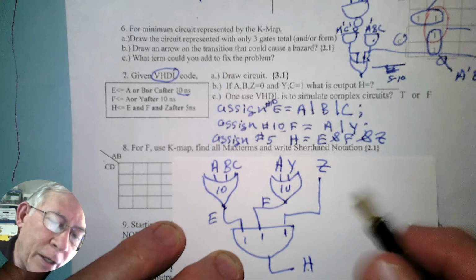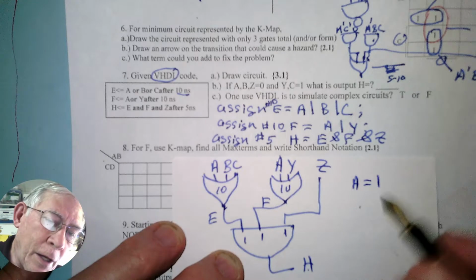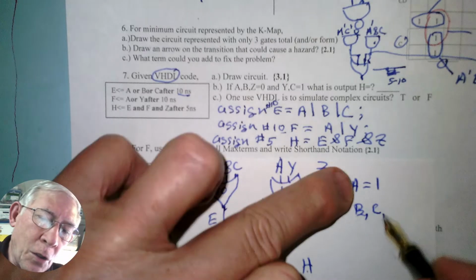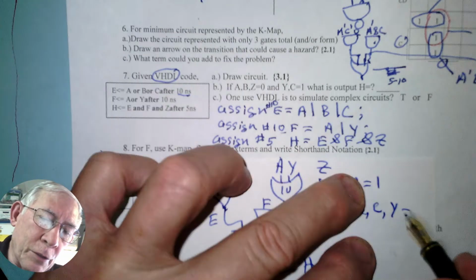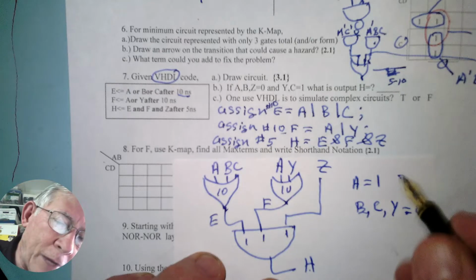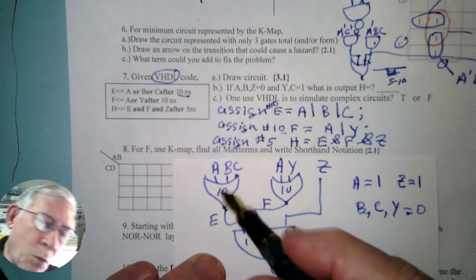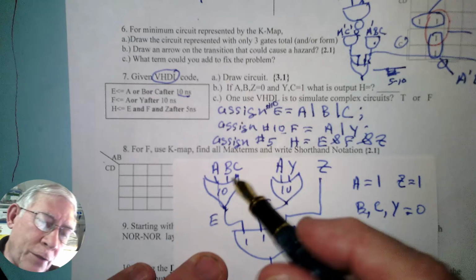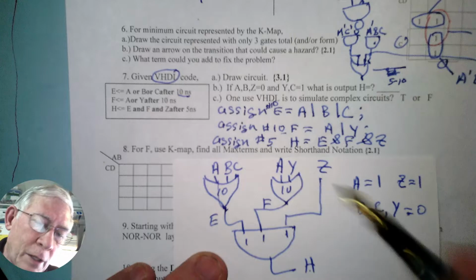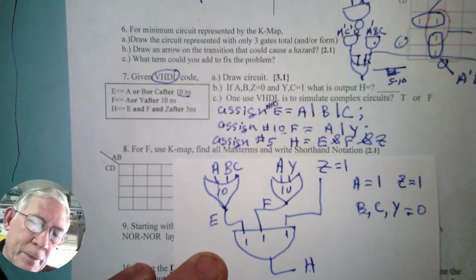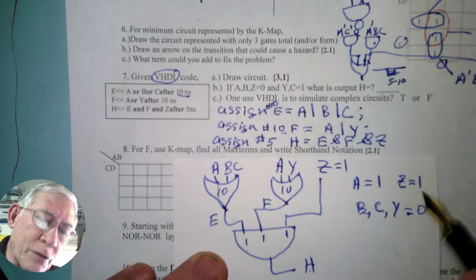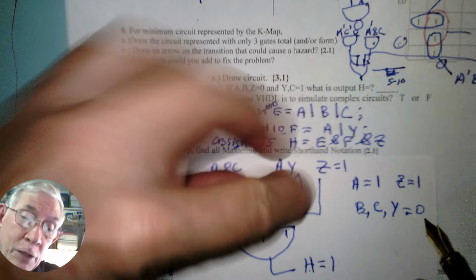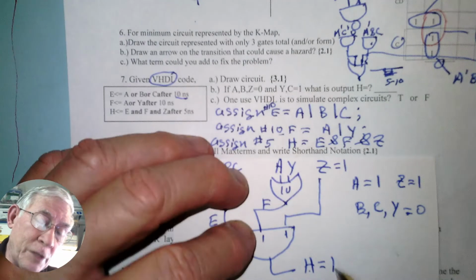So we could have, say, A could equal 1, and then B, C, Y could equal 0, but Z would also have to equal 1. The 1 from here would be a 1. The 1 up here through this OR gate would be a 1. Even if B and C are 0, Y is 0, Z has to also be a 1. So if A is a 1 and Z is a 1, H would equal 1. Okay? But if Z was a 0, then H would be 0.